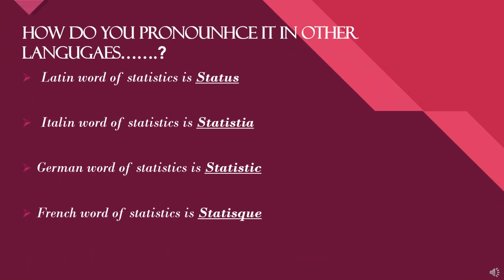How do you pronounce it in other languages? The Latin word for statistics is status. The Italian word for statistics is statistia. The German word for statistics is Statistik. The French word for statistics is statistique.